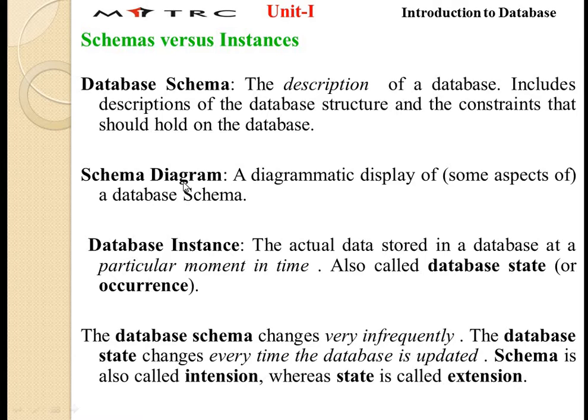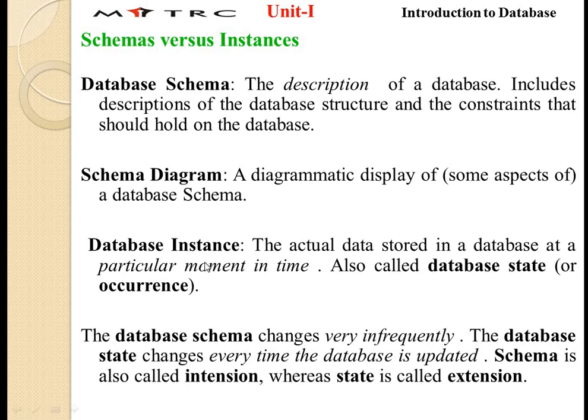Next is the schema diagram. When we have created the database schema, or when we define the database schema on the basis of the description, the next important thing is the schema diagram. What is a schema diagram? A schema diagram is a diagrammatic display of the database schema. Whenever we make the database schema, it is described with the help of a diagram that is called the schema diagram.